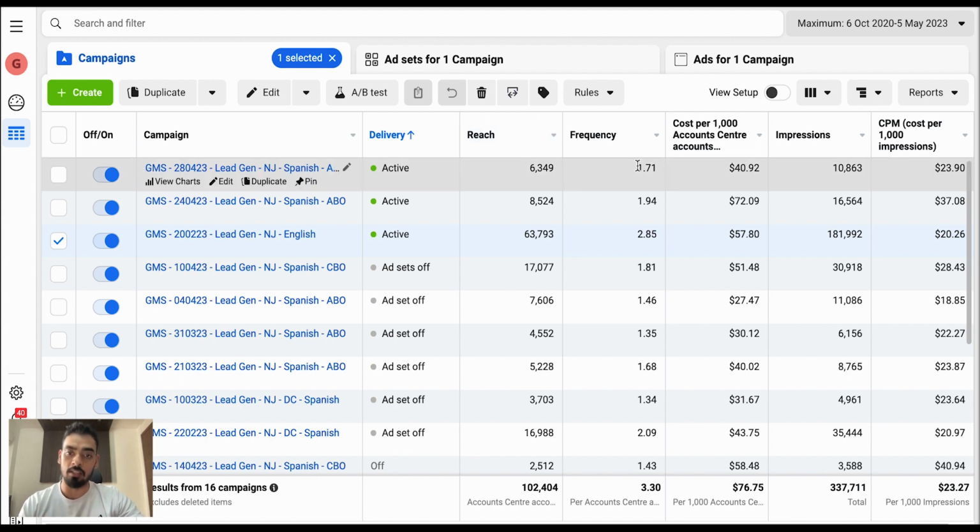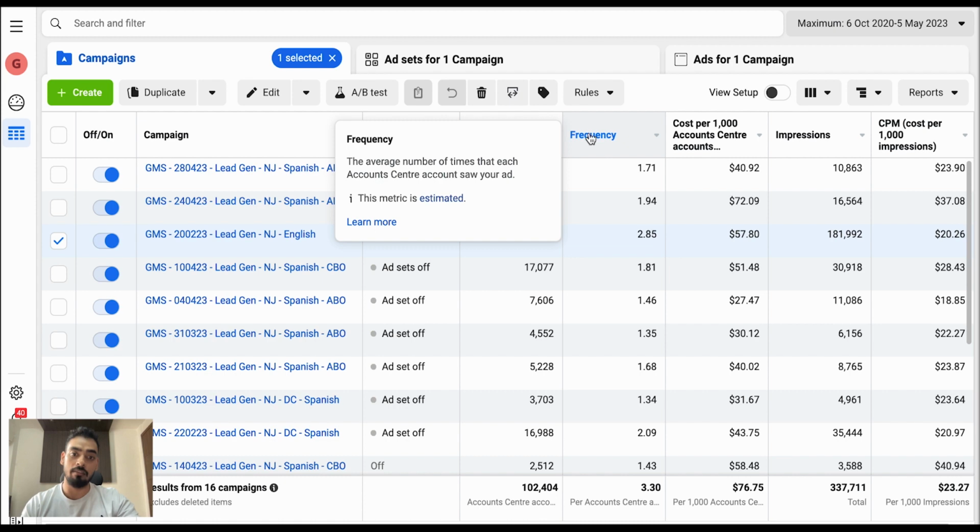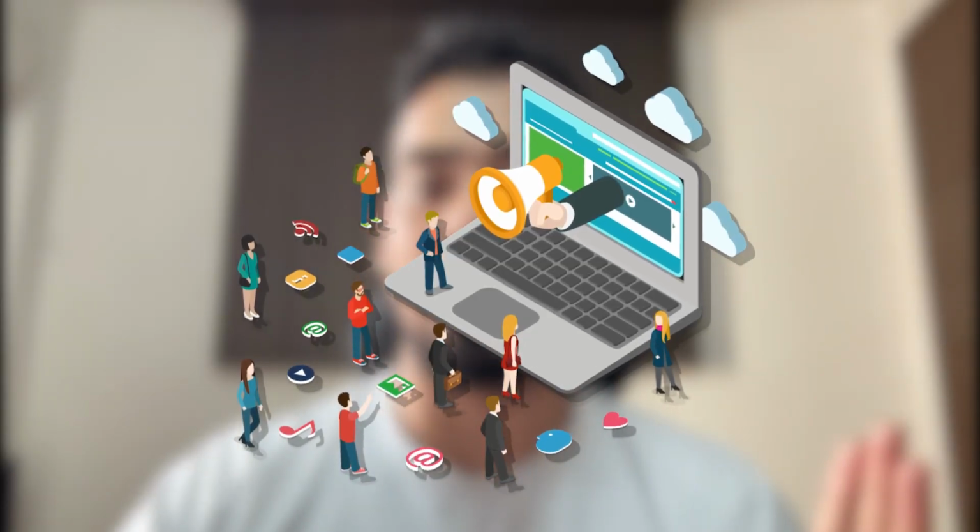So frequency is the most important metric after your cost per lead, right? Because frequency determines how many times people have seen your ads. Frequency is basically, you can see the definition here, the average number of times that each account center saw your ad. So what does each account center mean? That means how many times each person saw your ads.